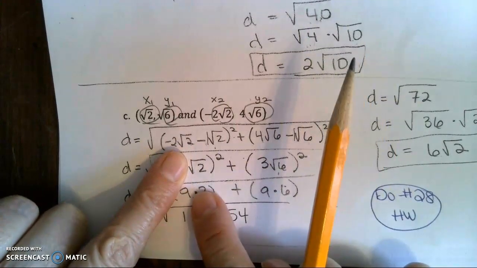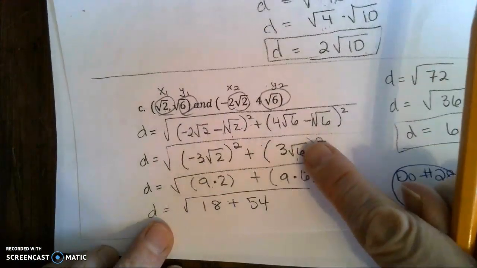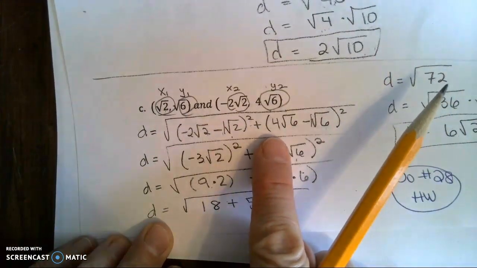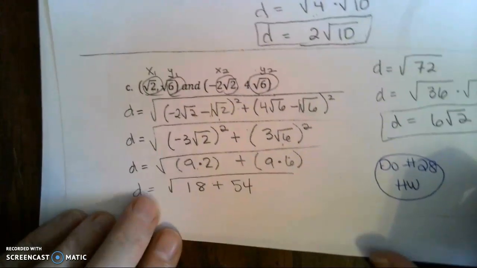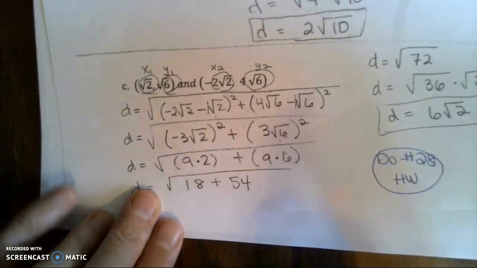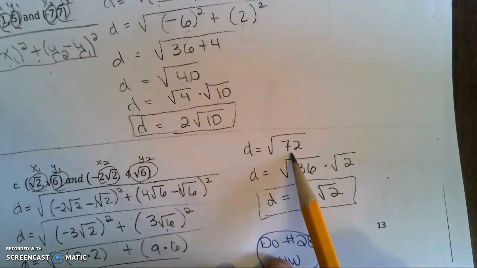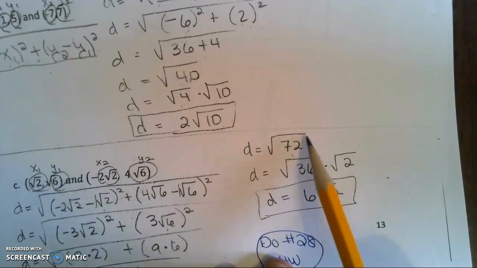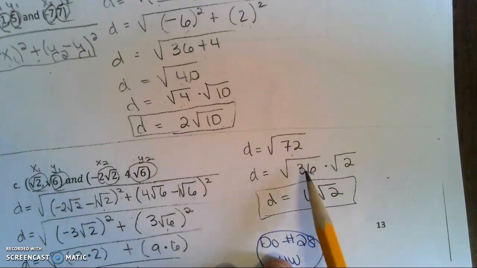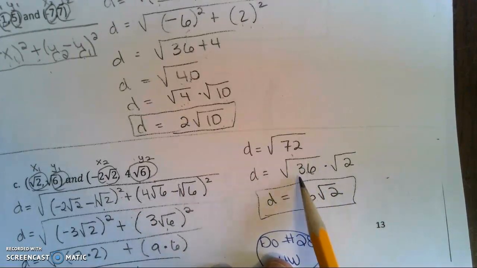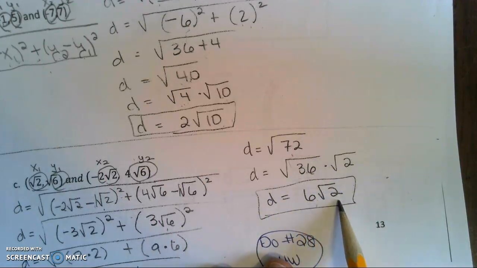If I square this, I get 2. If I square this, I get 9. And if I square the square root of 6, I get 6. So I get 18 plus 54, which is 72. 72 has a factor that's a perfect square, that is 36. The square root of 36 is 6. So we get 6 square root of 2.